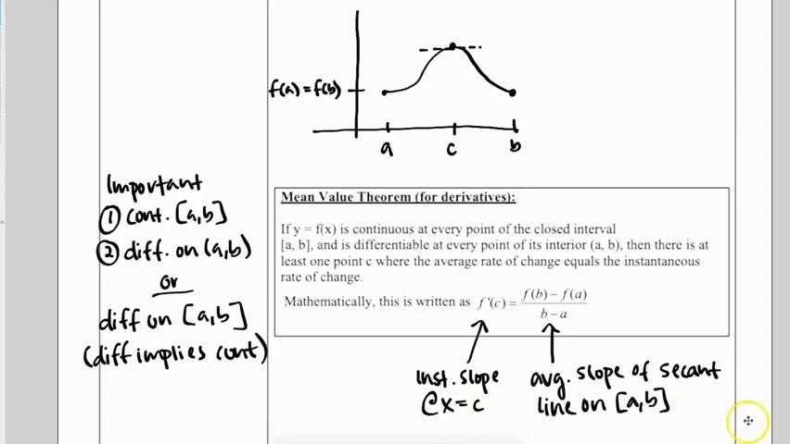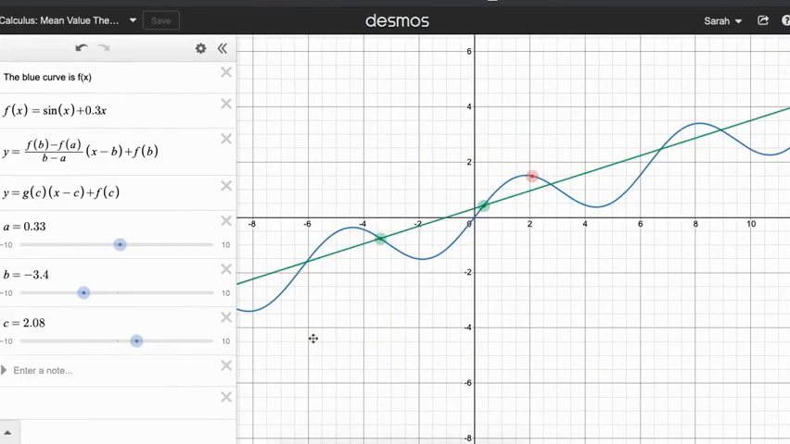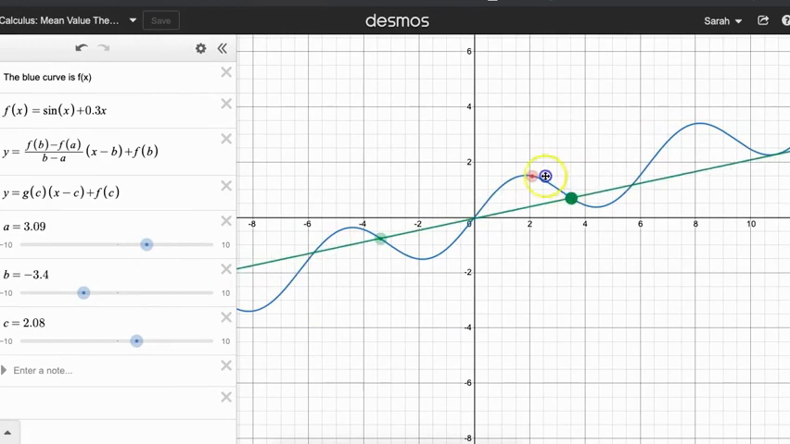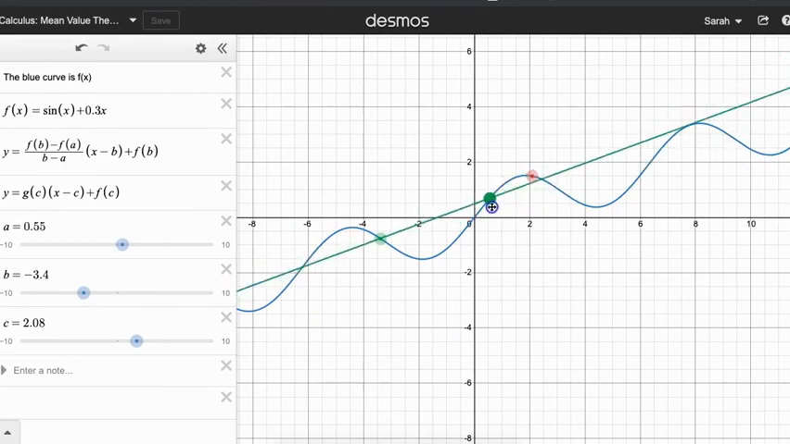So let's take a look over, I'm going to switch over to Desmos. Let's take a look at what this is saying. So here, okay, I have this function, and notice here this green line that I have is our secant line. So remember, a secant line is just any line that's connecting 2 points.